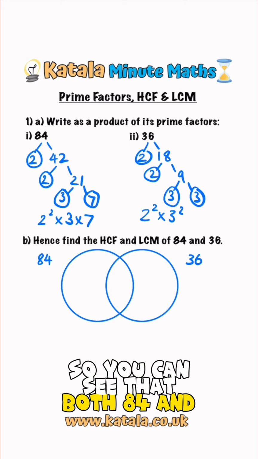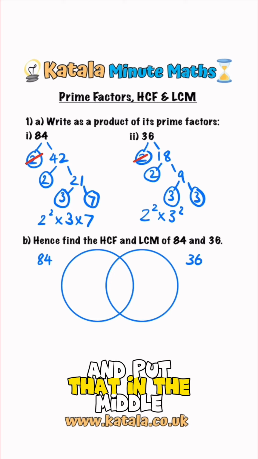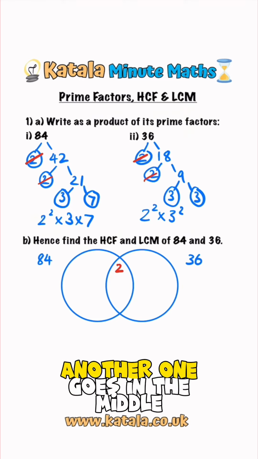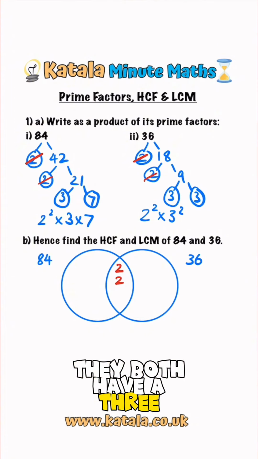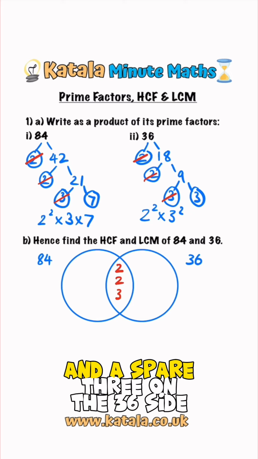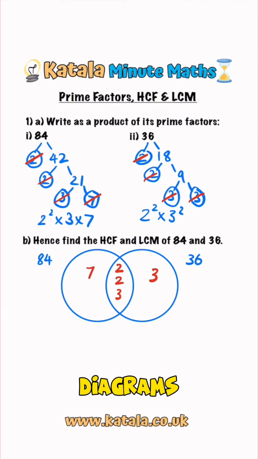So you can see that both 84 and 36 both had a 2 in, so I can cross that 2 out and put that in the middle. Now, they both then have another 2 in, so crossing those out again, another one goes in the middle. They both have a 3, so that goes in the middle too. And then we're left with a spare 7 on the 84 side and a spare 3 on the 36 side. So those go there and there. It's just our prime factors that go into the Venn diagram, so that's finished.